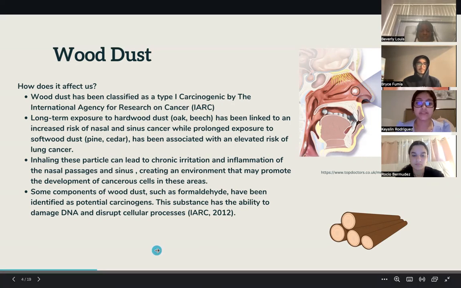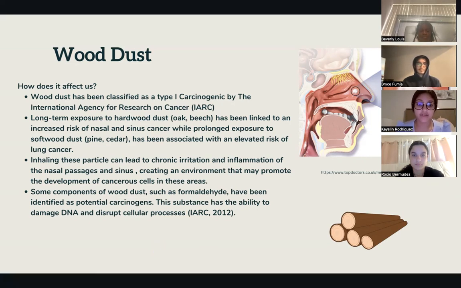Inhaling these particles can also lead to chronic irritation and inflammation of the nasal passages and the sinus, as previously stated, creating an environment that may promote the development of cancerous cells in these areas. Some components of wood dust that make it so dangerous are formaldehyde, which has been identified as a potential carcinogen. This substance has the ability to damage the DNA and disrupt the cellular processes. By doing this, the cells are more prone to having mutations, which can create damaged cells, such as the cancer ones.